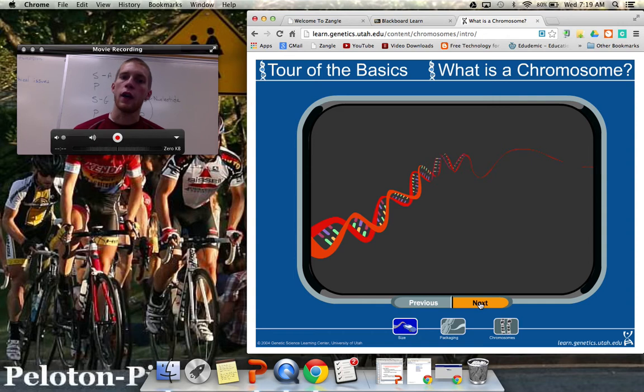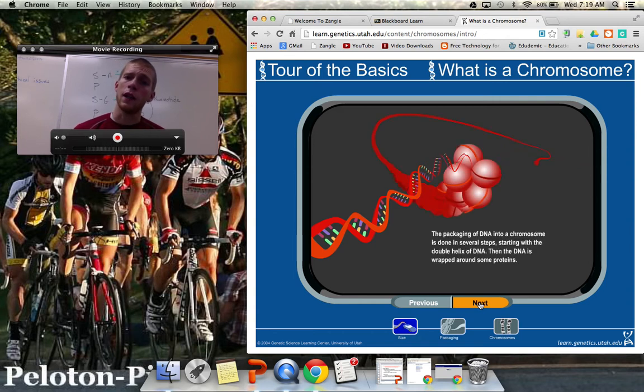So it's going to show you how this double helix is wrapped up. And so what it does is it gets packaged around these proteins, which are called histone proteins. And so you can imagine just taking a string and wrapping it around your finger. Your finger would be that protein. And we can take this big long string and we can really condense it down into a small space, small enough that it might be able to fit into the nucleus of a cell.